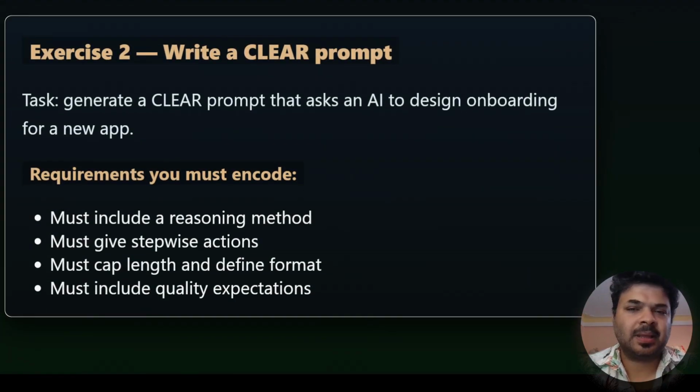Next exercise, write a CLEAR prompt. The task is to generate a CLEAR prompt that asks an AI to design onboarding for a new app. Requirements you must encode: it must include a reasoning method, must give stepwise actions, must cap length and define the format in which it has to be presented, and must include quality expectations.